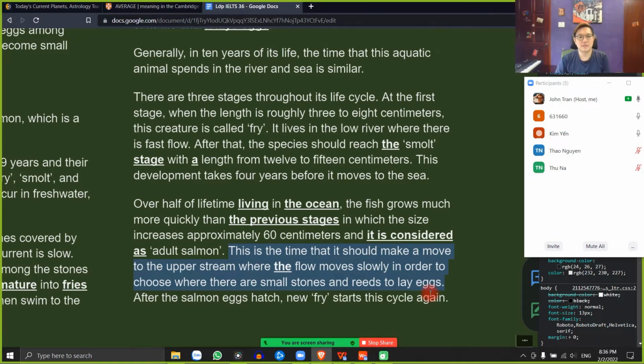Okay, I understand now. Where the flow moves slowly. This is a relative clause to give information about upper stream. But here, the fish is still the main thing. It should make a move to the upper stream when the flow moves slowly, in order to choose where there are small stone reeds to lay eggs.